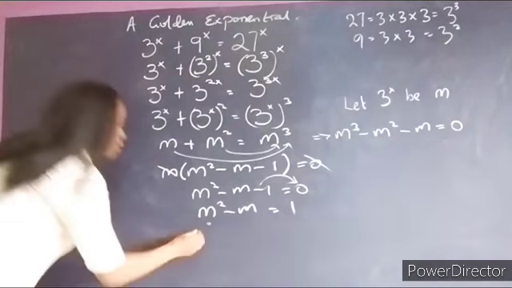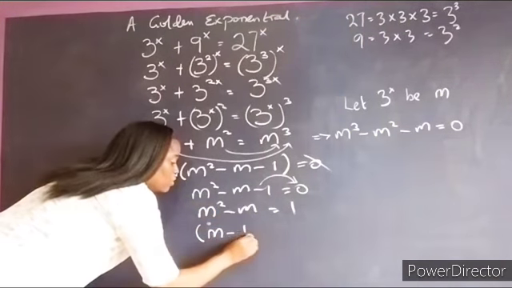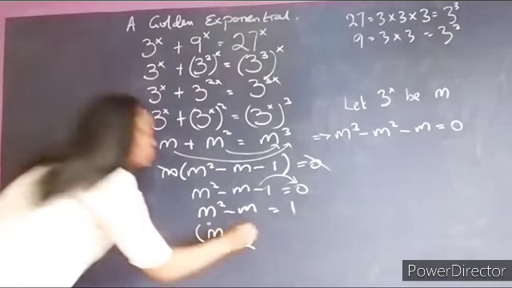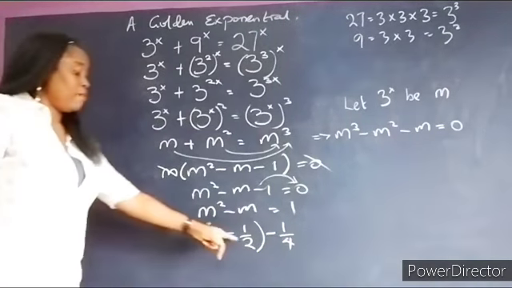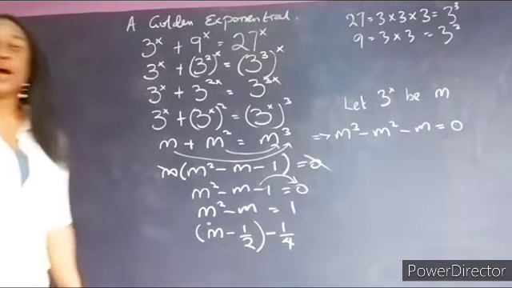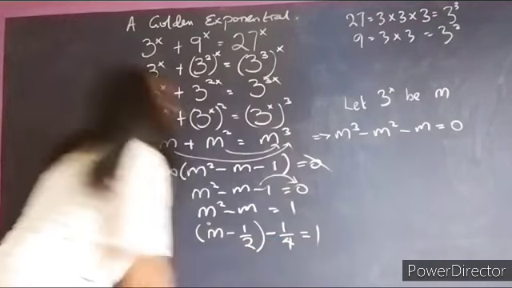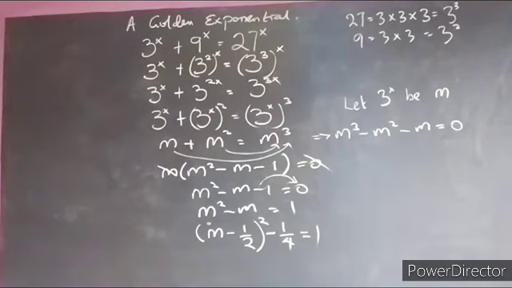So completing the square method, you open a bracket, you write m, then you write minus 1 over 2. Minus the coefficient of m, which is 1, divided by 2. Alright? Minus 1 over 4. Minus the square of half of the coefficient of m. So that gives us 1. This bracket will be squared. Alright? So what are we going to do?